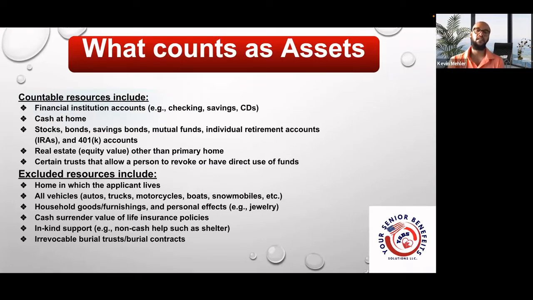Now, what does count as an asset? Because it is an income and asset-based program, right? So countable resources do include financial institution accounts, such as checking, savings, a CD at the bank. And basically here, you cannot have more than $24,999 in your bank account. So if you have $25,000, you don't qualify for the program, okay?